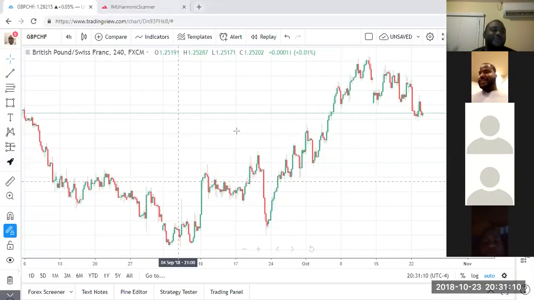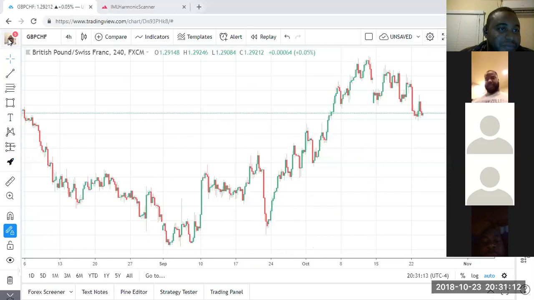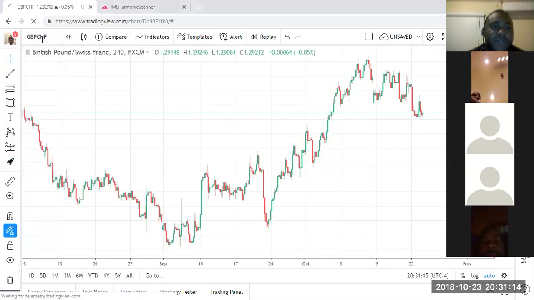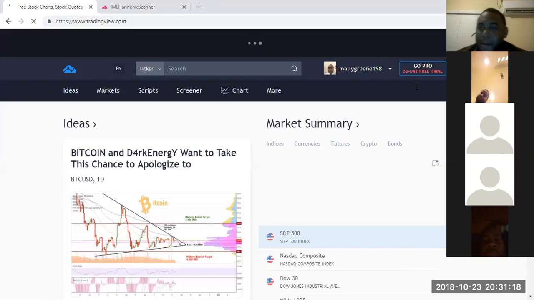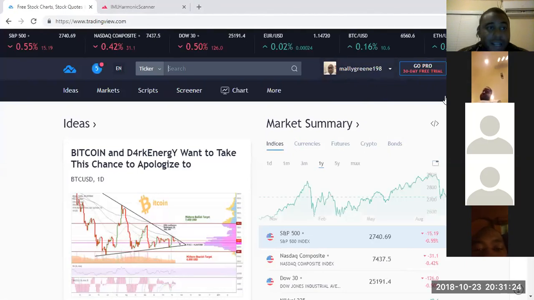All right, so TradingView. TradingView is another tool. That's basically where I go to draw up my charts. After you open up an account, I only have the regular account, whatever the free account is. That's what I have. I ain't paying for this.